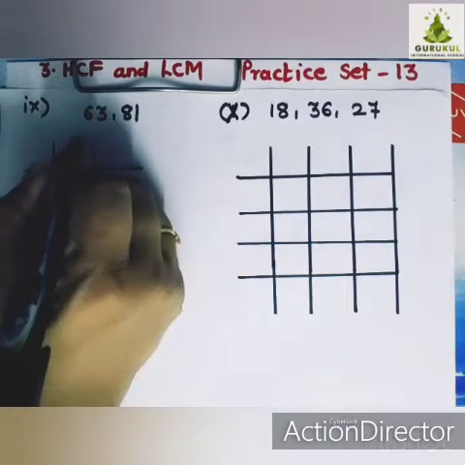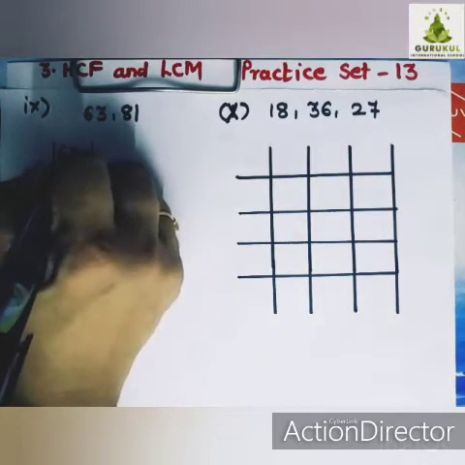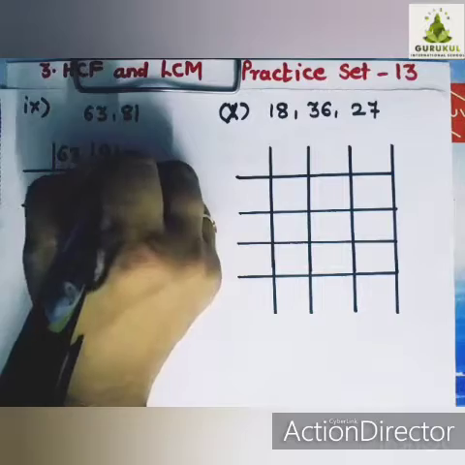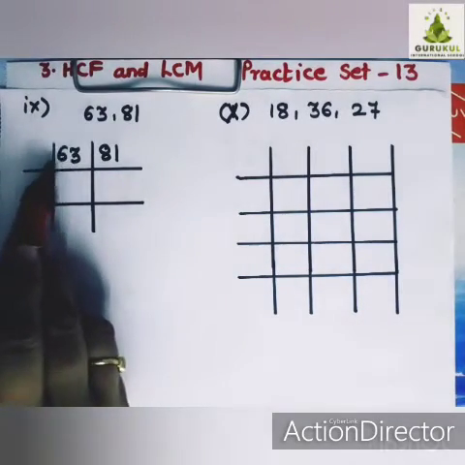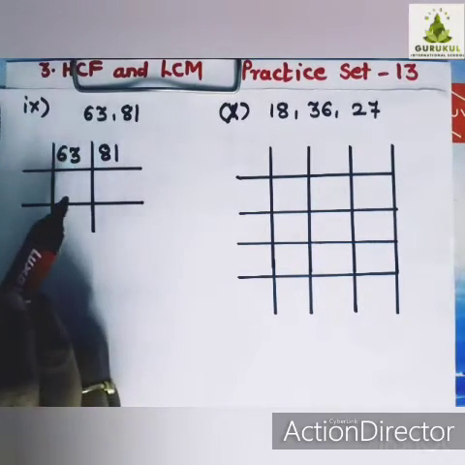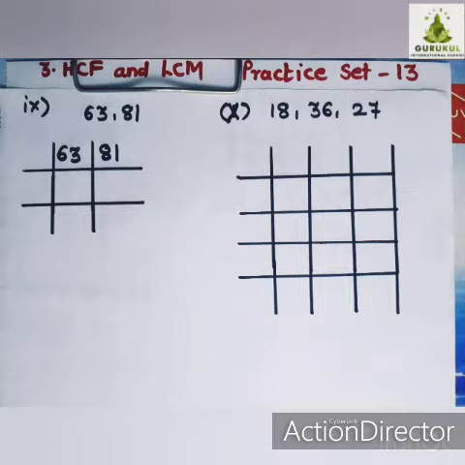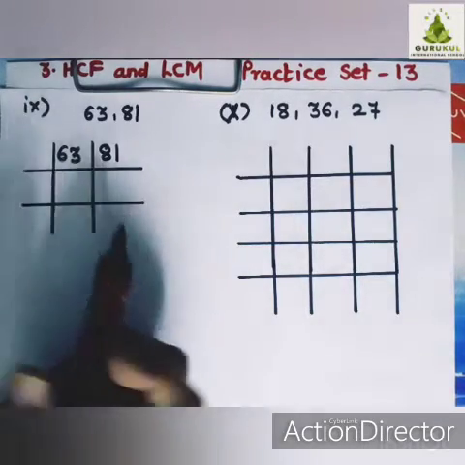Now the ninth sum is 63 and 81. So in the first column we write 63, in the second column 81. If you add the digits, 6 plus 3 and 8 plus 1, both come to 9. That means as per the test of divisibility by 3, we can conclude that both are divisible by 3. If you don't remember the test for divisibility, directly try with 2 first.